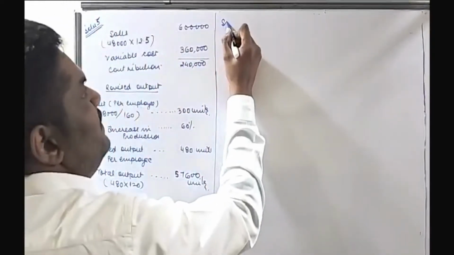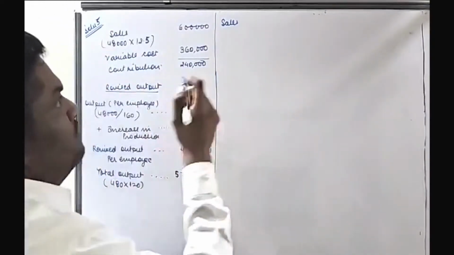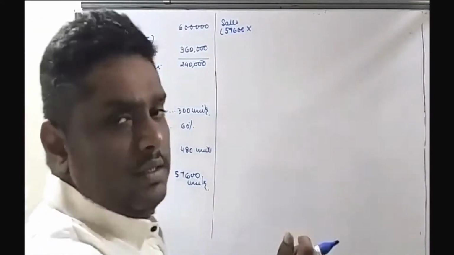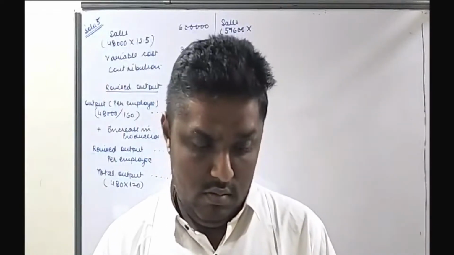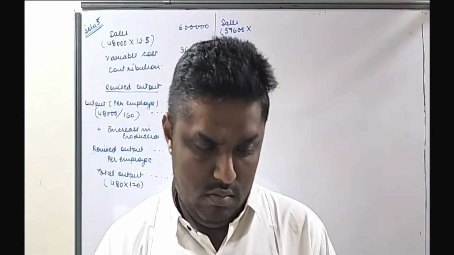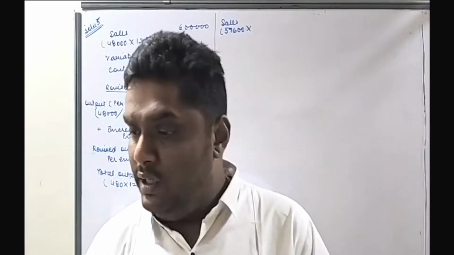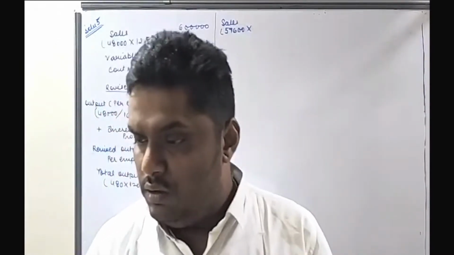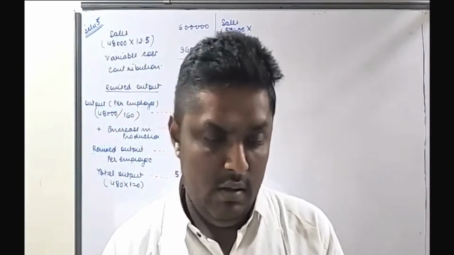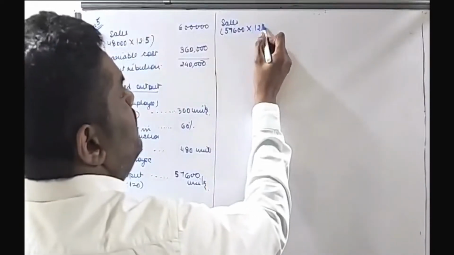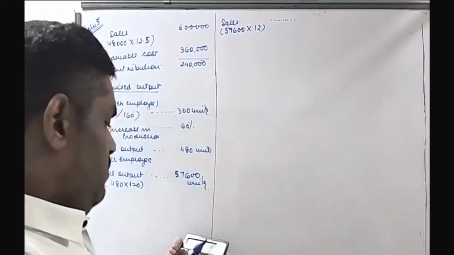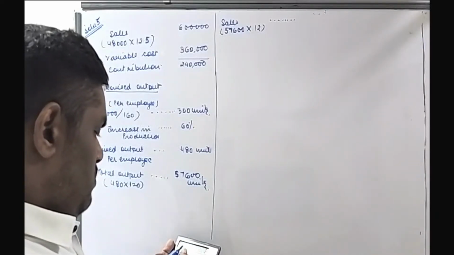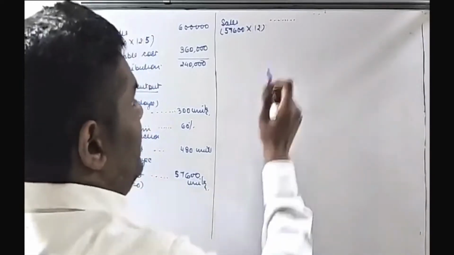So my revised sales figure will be how much? 57,600 into, see, to sell the increased output, we have to reduce the selling price by 4%. So my revised selling price will be rupees 12. So my sales will be how much? 6,91,200.